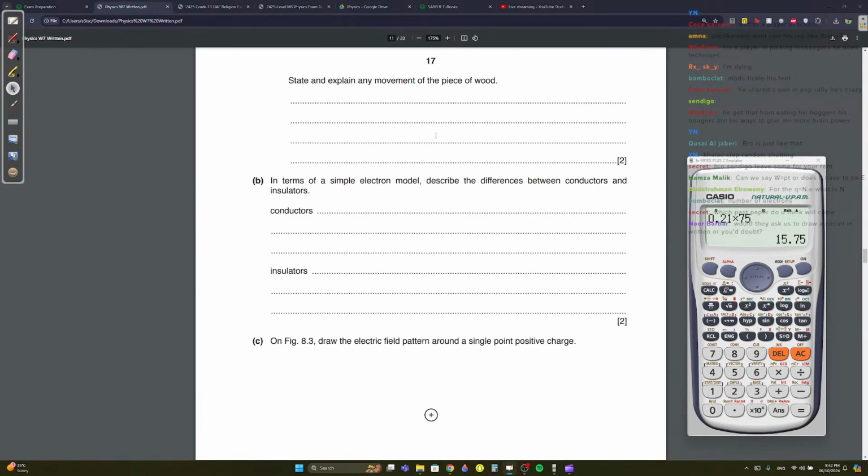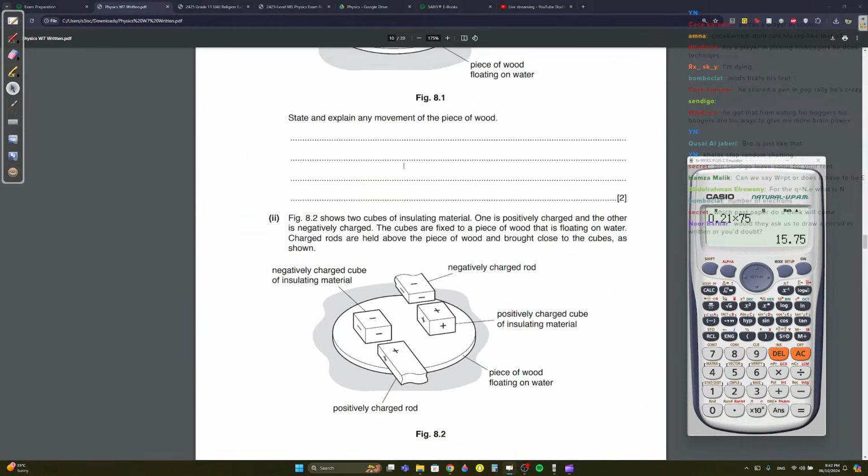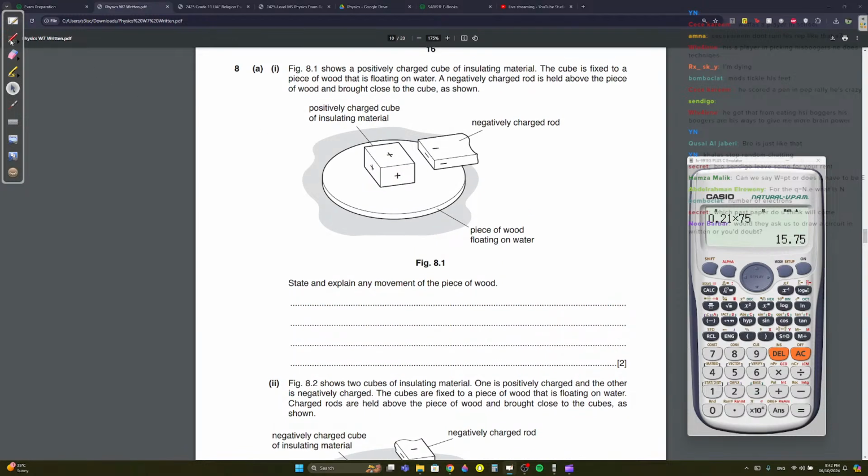Yeah. Okay, obviously. So, what's happening here is there's a positively charged cube which is fixed to a piece of wood. So it's attached to this wood, right? And then they got a negatively charged rod and they got it close. What's going to happen? Obviously, the cube is going to move towards the negatively charged rod. But since the cube is attached to this wood, the wood will also move along with the cube. Okay, so what's going to happen?